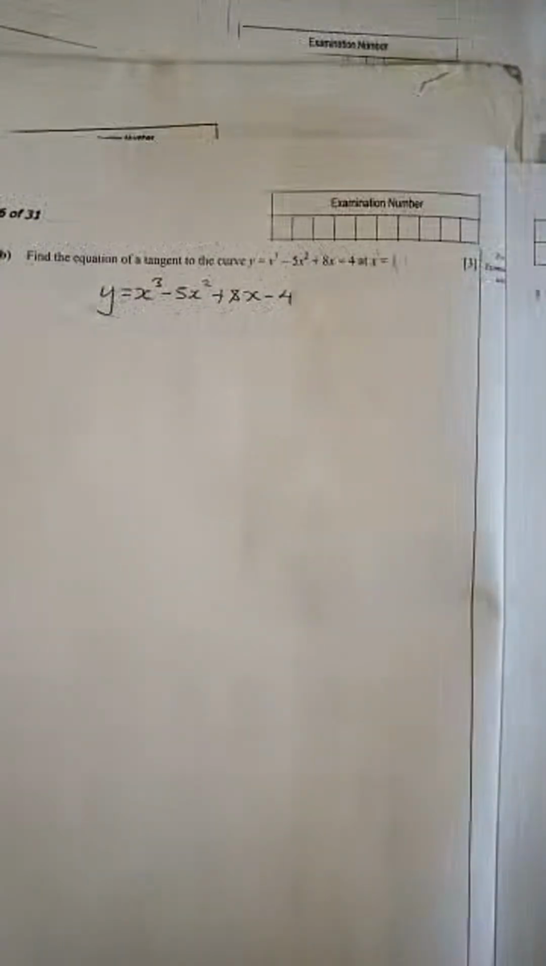So let's rewrite the equation, which is y equals x cubed minus 5x squared plus 8x minus 4. The value of x is what? It is 1. Do you know the value of y? No. Okay. It's very important to know the value of y, because to find the equation, we're supposed to use the coordinates x and y. Okay, let's find the value of y.